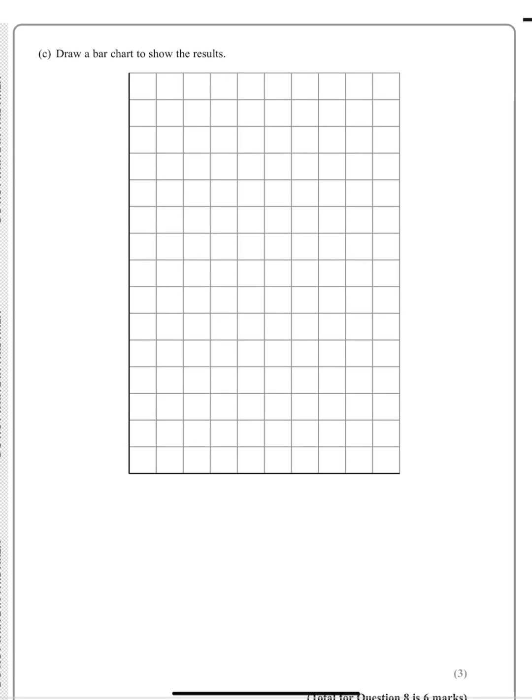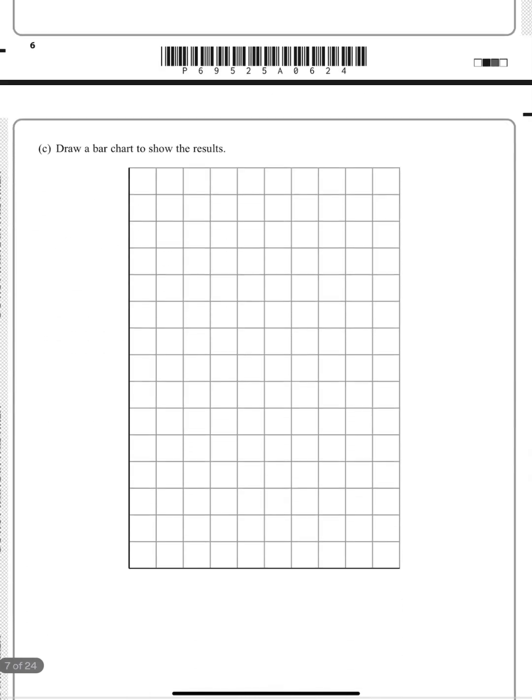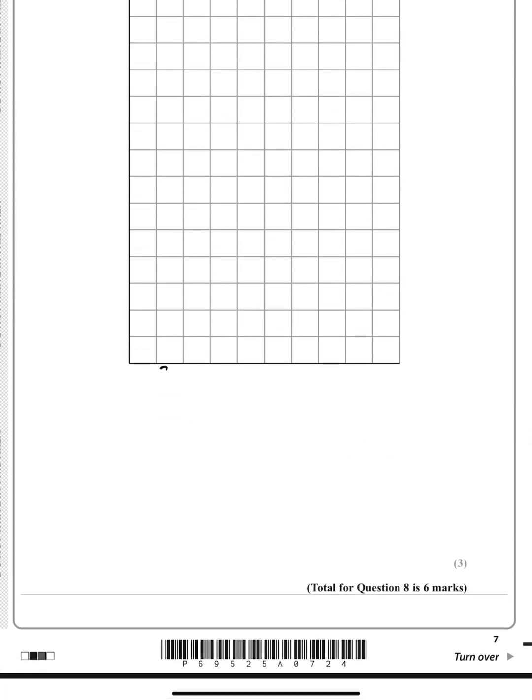Part C says, draw a bar chart to show the results. So I'm going to have a castle, a farm, and a museum. So I'll write that here. Castle, farm, and finally museum.